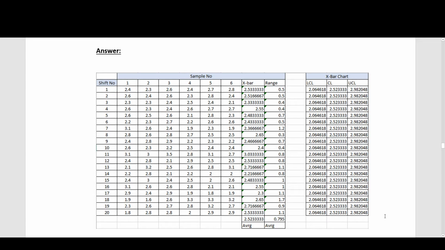So for the control limit, we can take the average X bar, that is 2.533333, and for the lower control limit and upper control limit, we can use the data that we get at the table before, and we will get the LCL and UCL.